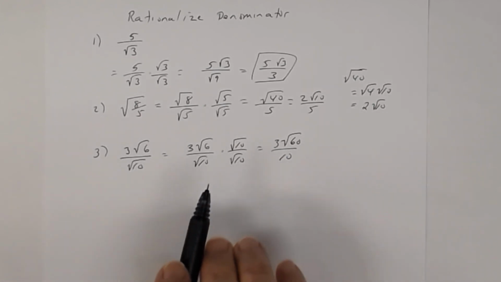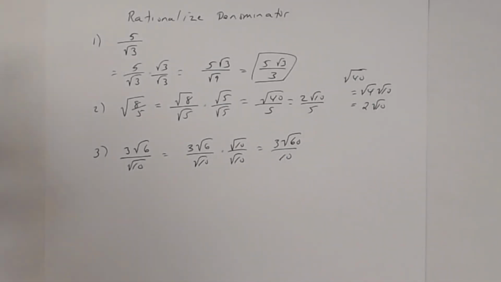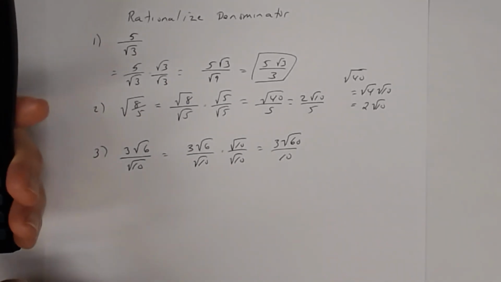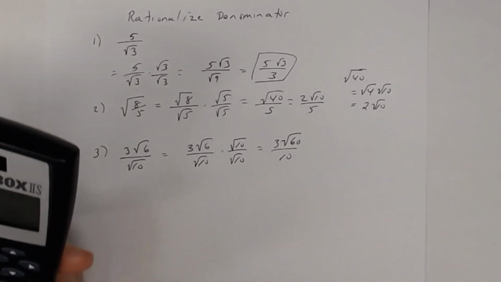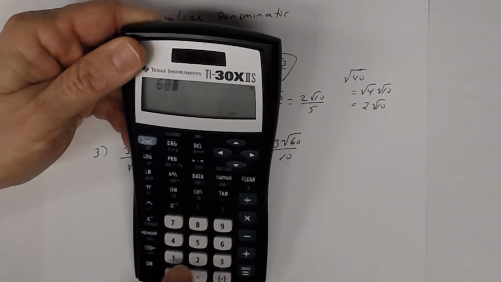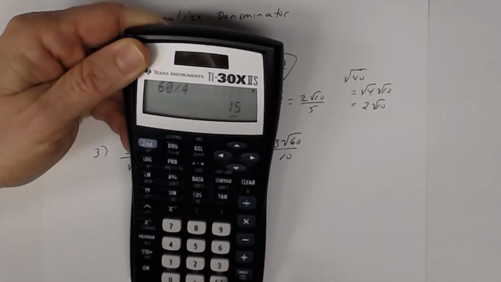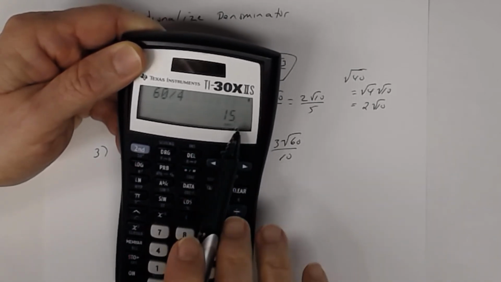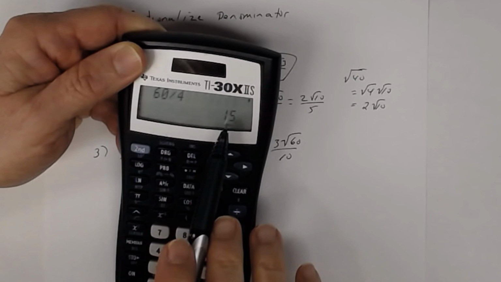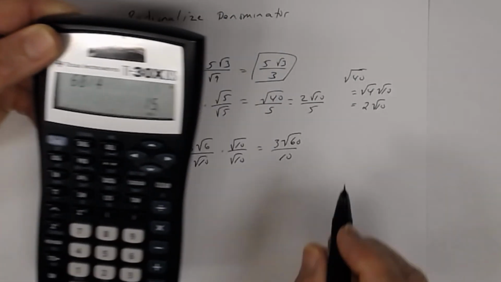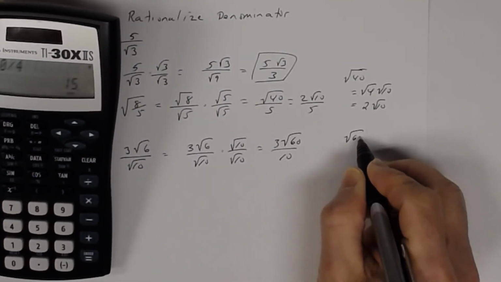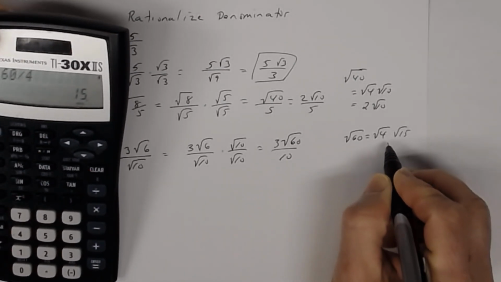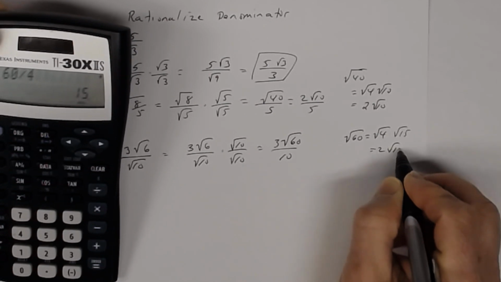And then the square root of 60, you need to ask yourself, is there a perfect square that goes into 60? All right, so for example, let's see if 4 goes into 60. So 60 divided by 4, and we get 15. So 4 is a perfect square that goes into 60 and is the largest because the only perfect square that goes into 15 is 1. So the square root of 60 will be the square root of 4 times the square root of 15, and the square root of 4 is 2. So you get 2 square root of 15.